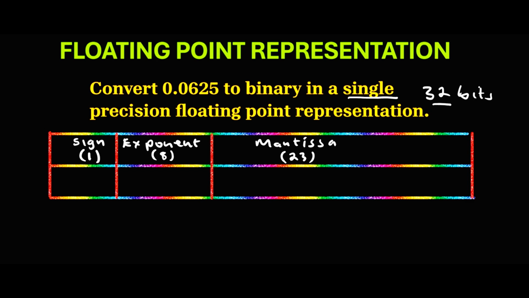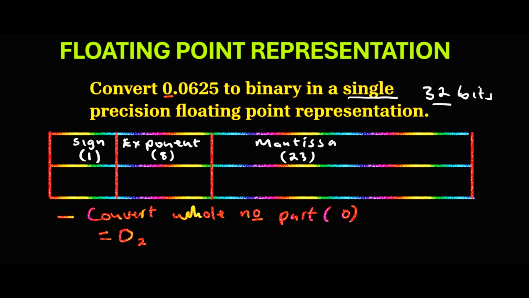The first thing we're going to do is convert the whole number part. The whole number part is the part that comes before the decimal point. The first step is to convert the whole number part, and the whole number part is 0. Of course, if you convert that to binary, you're going to get 0 base 2.